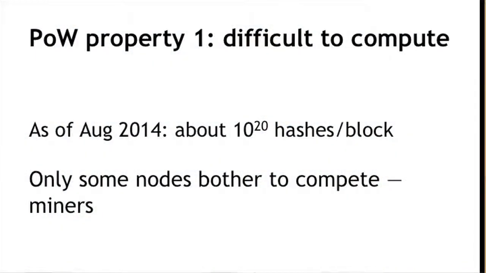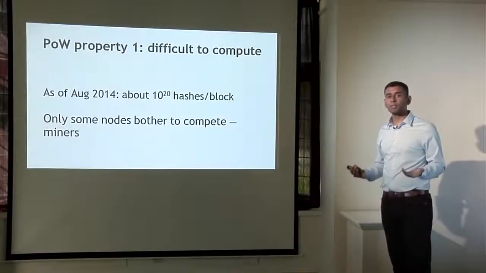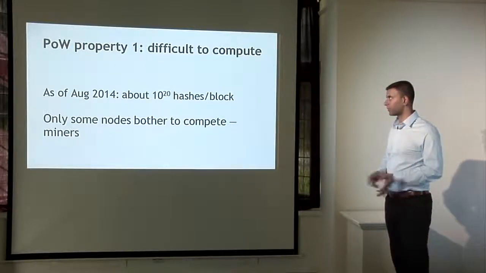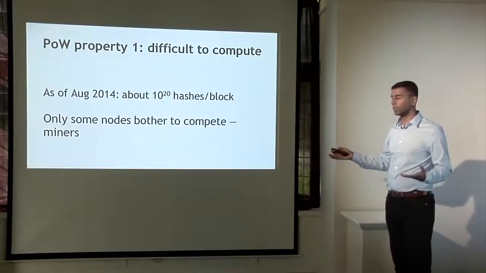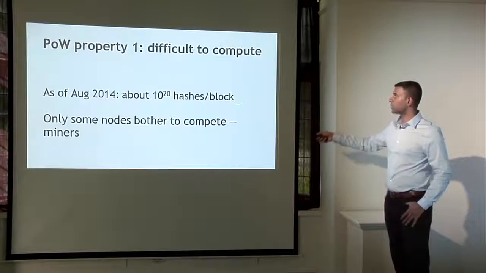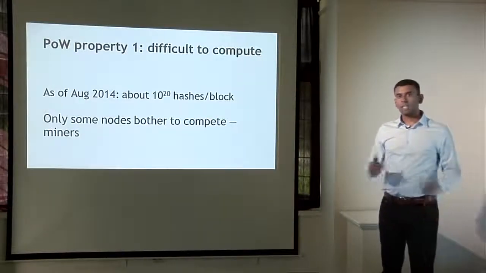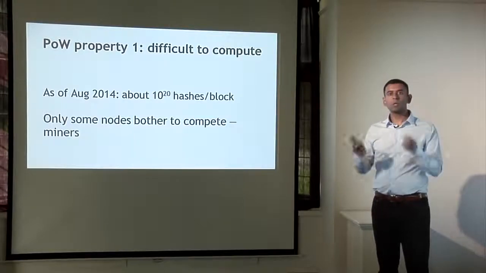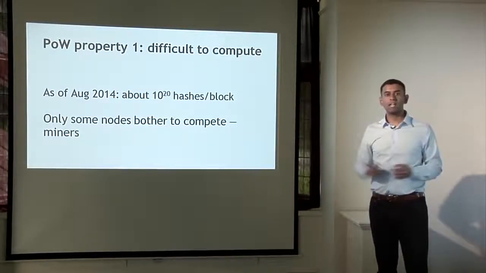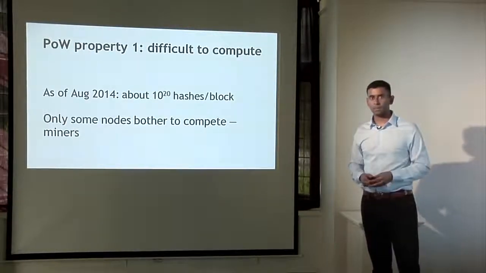So let's look at it in a little bit more detail now. There are 3 properties that I want to show you, essential properties of this proof of work function, of this hash puzzle. And the first is that it needs to be quite difficult to compute. I said moderately difficult, but what I mean by moderately difficult, as of today, and you'll see why it varies with time, it's about 10 to the 20 hashes per block that you need to compute. So the size of the target space is only 1 over 10 to the 20 of the size of the output space of this hash function.